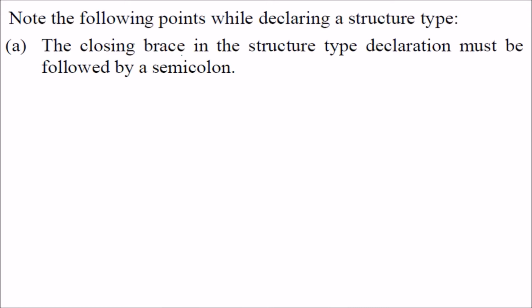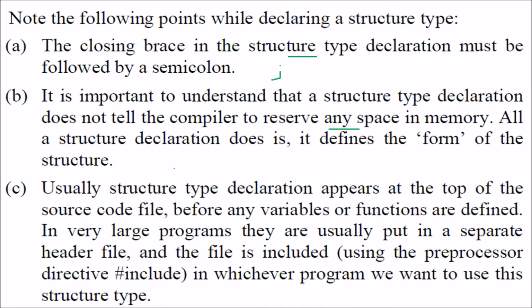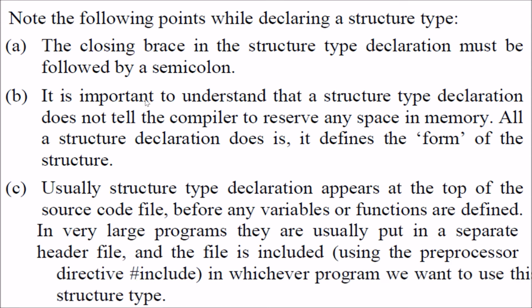And we have to note here that the closing brace in the structure type declaration must be followed by a semicolon. The structure type declaration does not tell the compiler to reserve any space until you make the variable. Usually this structure type is given at the top before any variable is defined. And if we have a large program with various structures, then we define those structures in a header file, and we can include that header file in our program using hash include.